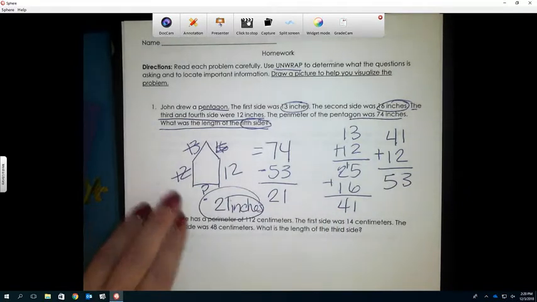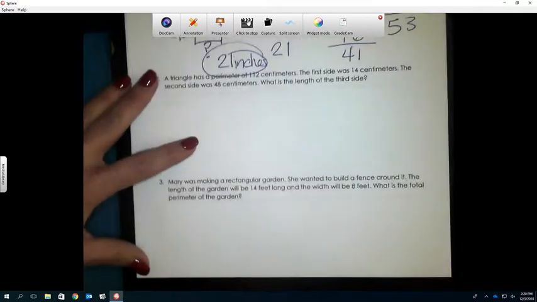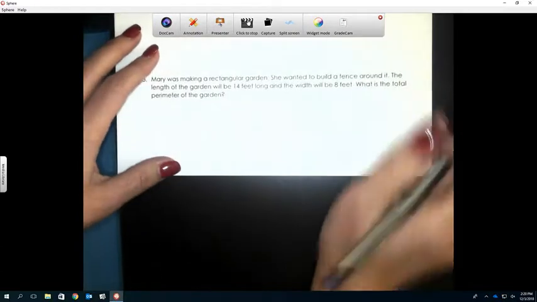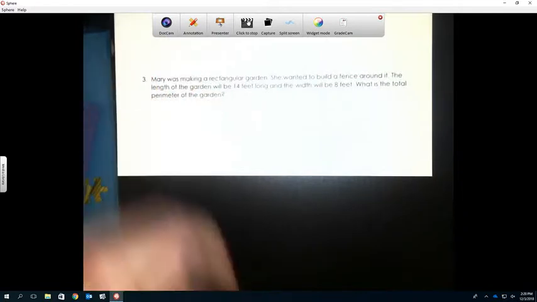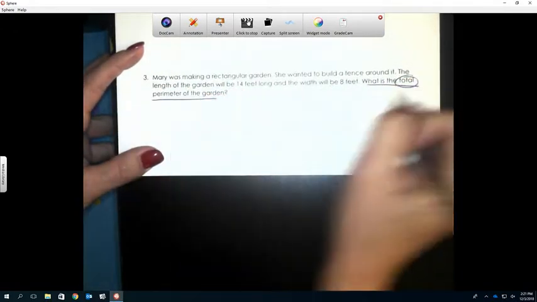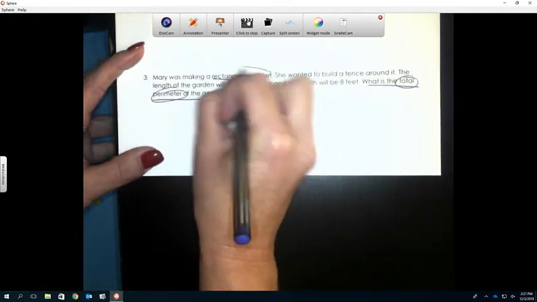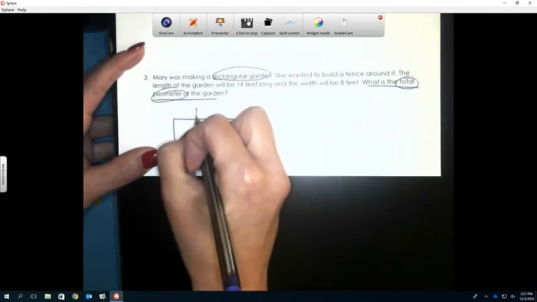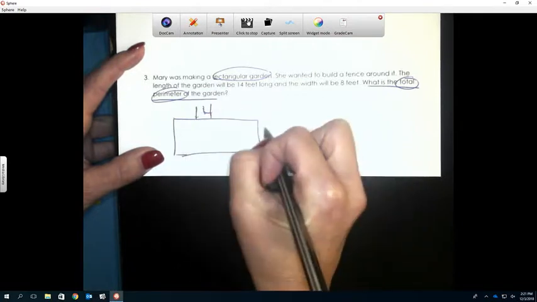Okay. Alright, I want to look at one like this, number 3. Mary was making a rectangular garden. She wanted to build a fence around it. The length of the garden will be 14 feet long and the width will be 8 feet. What is the total perimeter of the garden? You know what a lot of people do? They just add up 14 and 8. But if we drew a picture, let me see if I can get this to focus a little better. I would know, I'm looking for the total perimeter. It's a rectangular garden. It is 14 feet long and 8 feet wide.